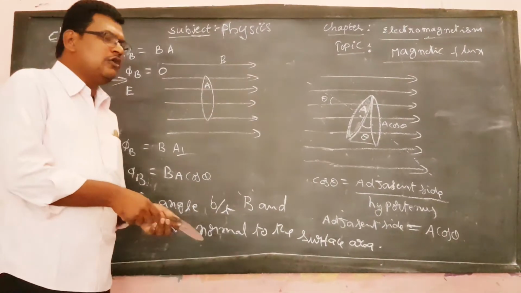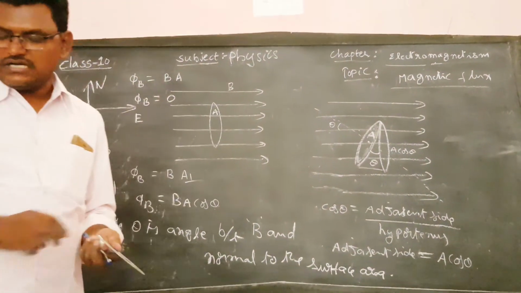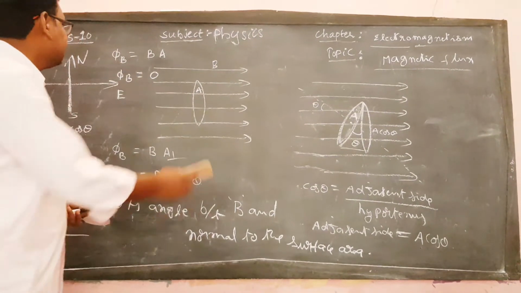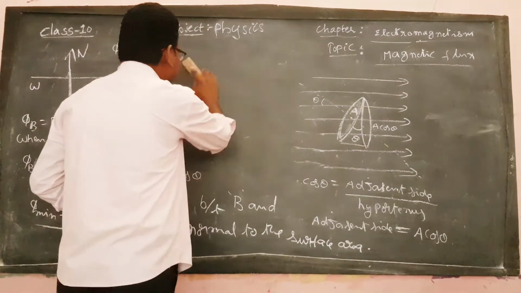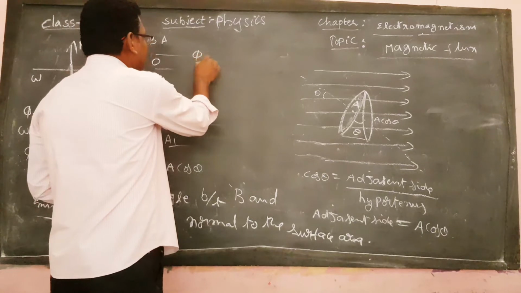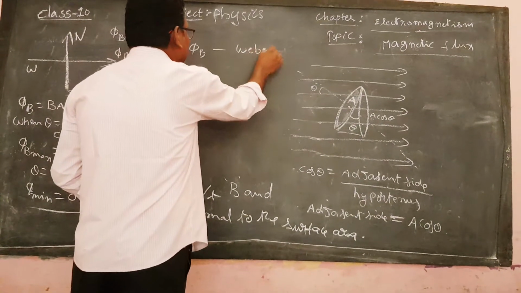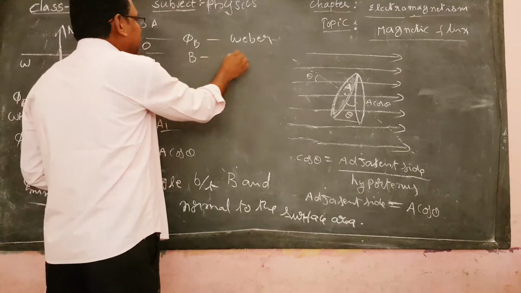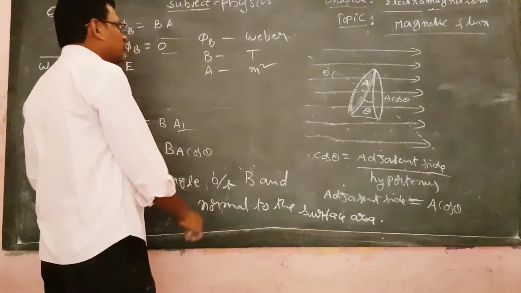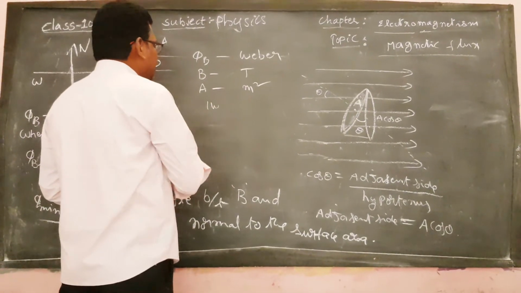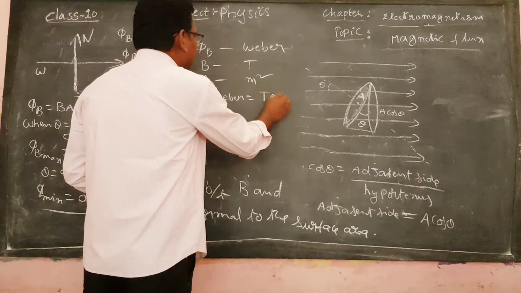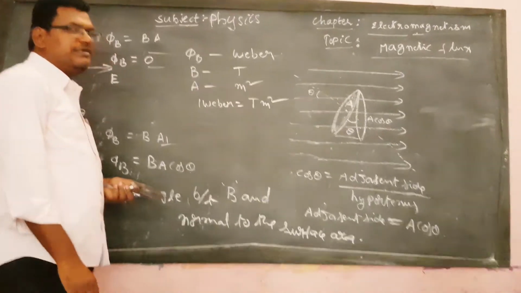Now let us see what the units are for the magnetic flux, the magnetic field and the surface area. Magnetic flux can be measured in Weber. Magnetic field can be measured in Tesla. Area can be measured in meter square. So 1 Weber is equal to 1 Tesla meter square.